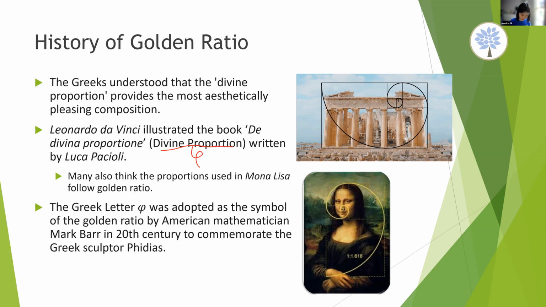The Greek letter phi was adopted as the symbol of the golden ratio by American mathematician Mark Barr in the 20th century to commemorate the Greek sculptor Phidias.